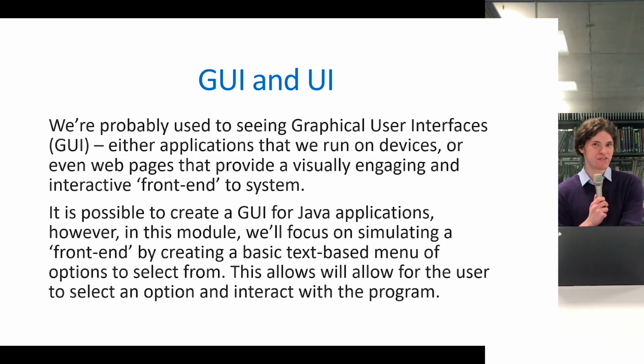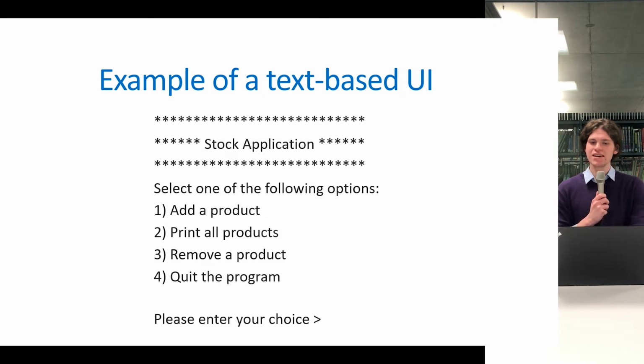Okay, simulating a front end, of course, which we could then go on to decorate a bit later and have nice form elements on it. Okay, so here we go. Here's an example of what a text-based user interface may look like. So we've got a heading at the top there, and then displaying a list of options as a menu, and then asking the user to select one of those options.